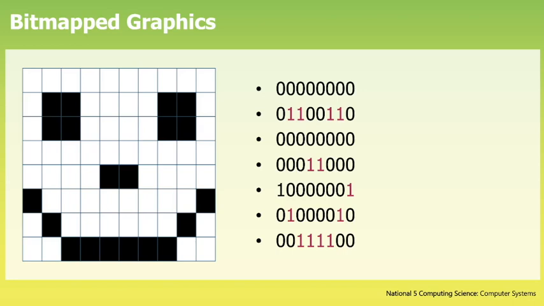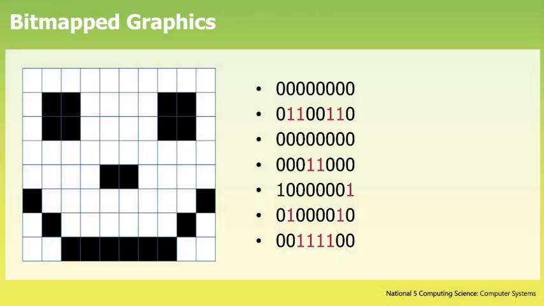Here we have a simplistic bitmap graphic of a smile. There are two colours, black and white. We need to use 1 bit to store each colour. So for example, white is 0, black is 1. Using individual bits, I can store this whole image using zeros and ones.